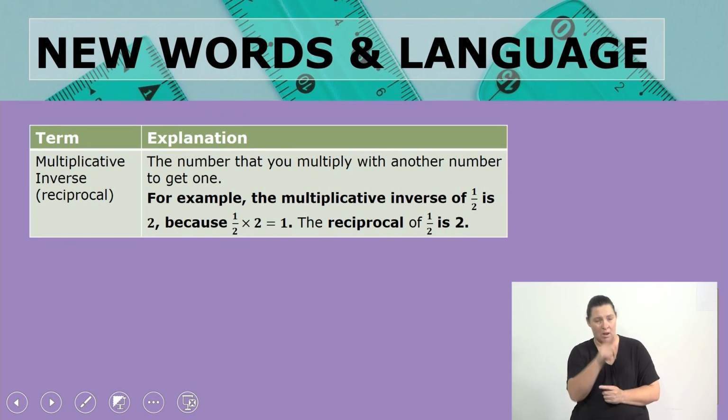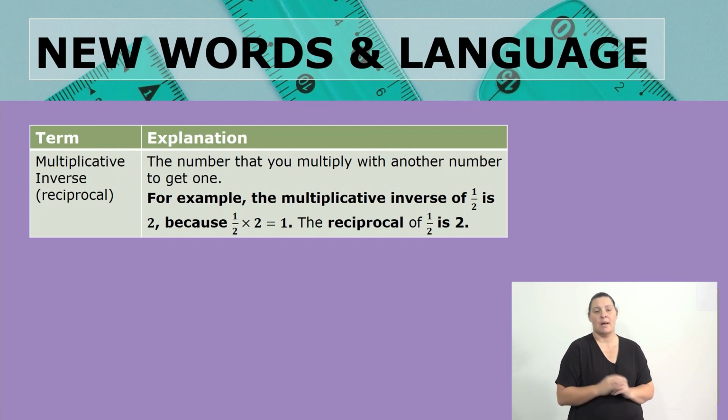Do you remember the new word that we were using in our lesson? Yes, this is the multiplicative inverse, or the reciprocal. The number that you multiply with another number to get 1. An example of this is that the multiplicative inverse of 1/2 is 2. And why is that? It's because 1/2 multiplied by 2 is equal to 1. So the reciprocal of 1/2 is 2.